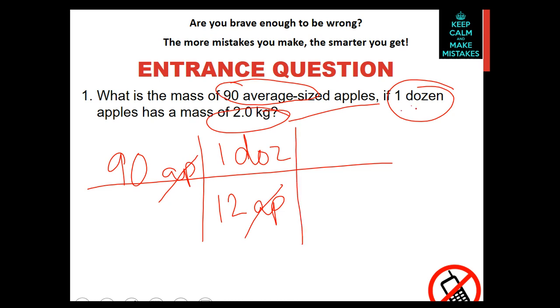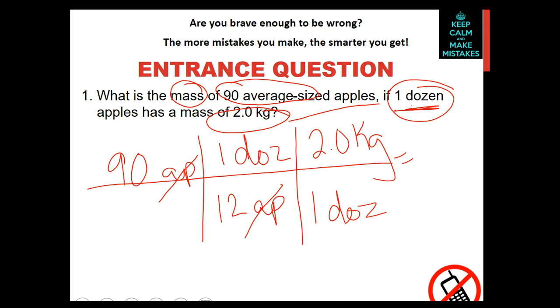Now I can use this conversion factor right here. So for every 1 dozen, it equals 2.0 kilograms. And now I'm going to check to make sure that that's the unit that they want. And they don't really specify, but they say mass, and kilograms is a unit of mass, so we're good.